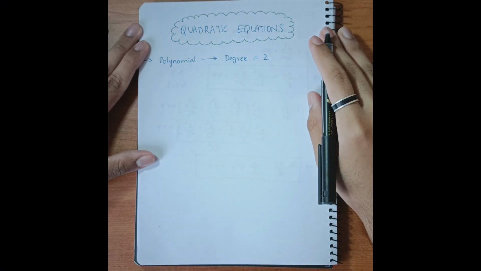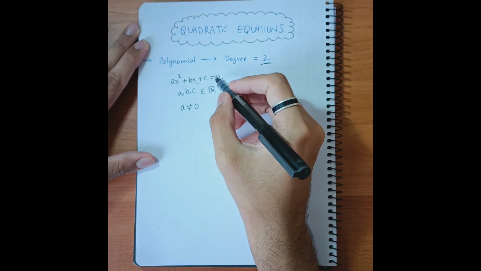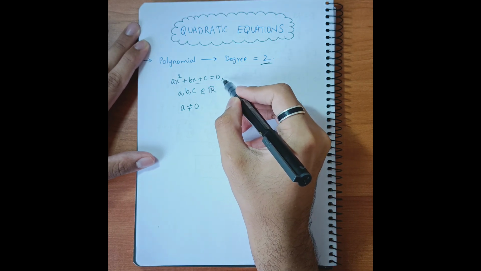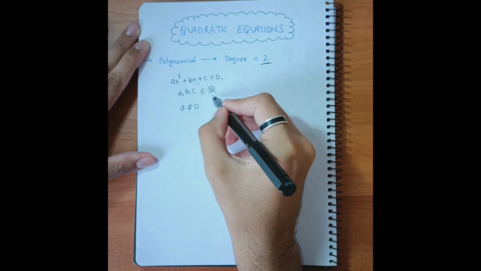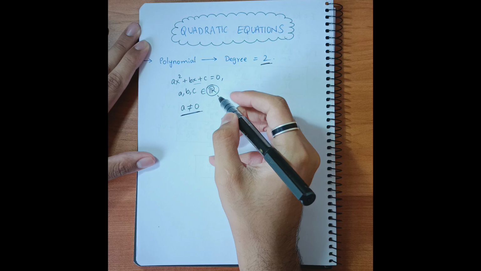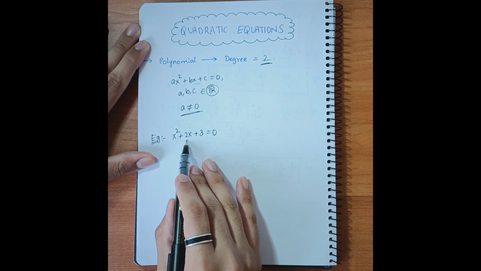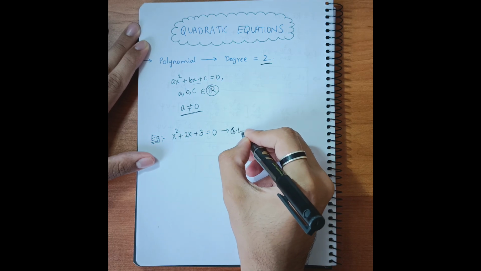A quadratic equation is a type of polynomial equation of degree 2. So the general form of a quadratic equation is ax squared plus bx plus c equals 0, where a, b and c are real numbers, that is, they belong to the real number set, and a is not equal to 0. For example, x squared plus 2x plus 3 equals 0 is a quadratic equation.